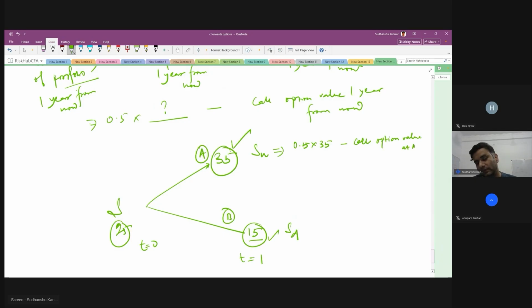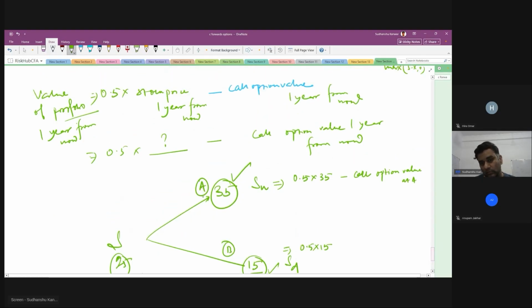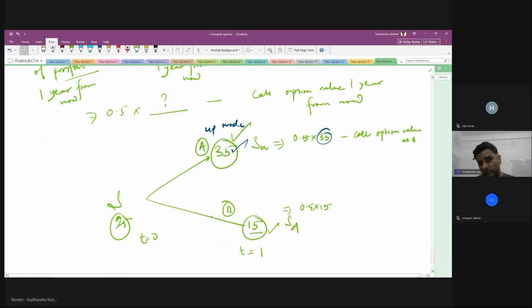Here also I found 0.5 into 15, because it's 15. The stock price one year from now in the down node, this is called the up node. In the up node, I found the stock price is 35, and I used it. The down node price was 15, and I used it.